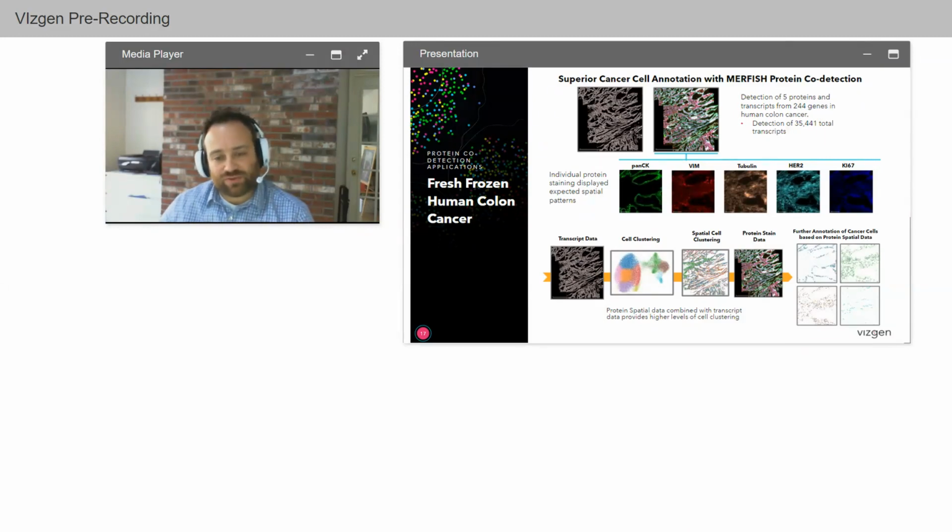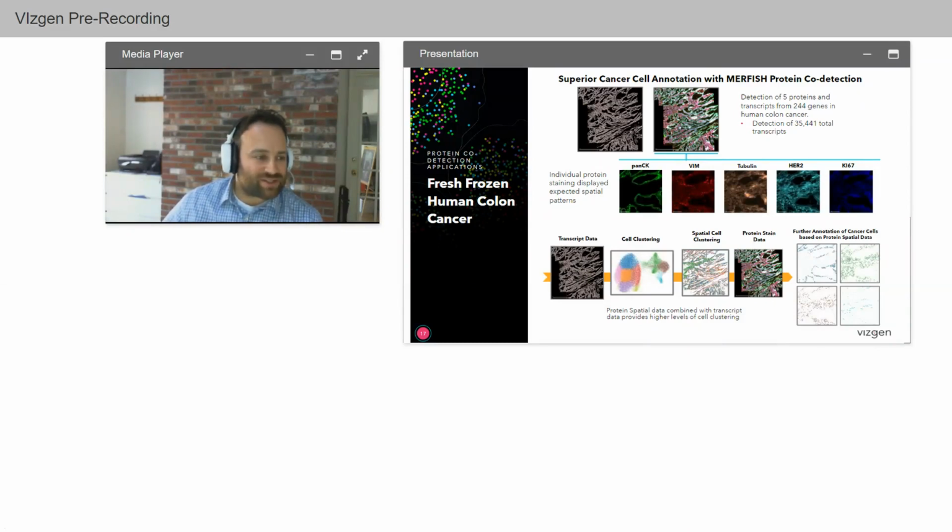These protein stains were mostly geared towards proliferation markers and cancer markers. And so when we look at that, we see PanCK, HER2, Ki67, and VIM are all those cancer markers and proliferation markers. We see our standard expected spatial patterning here. What we can further do from here is use these protein markers to further subtype these cell types. And so we can use transcript data from that.